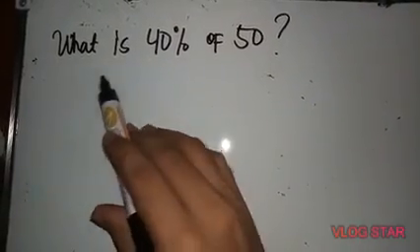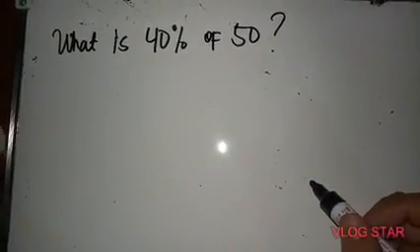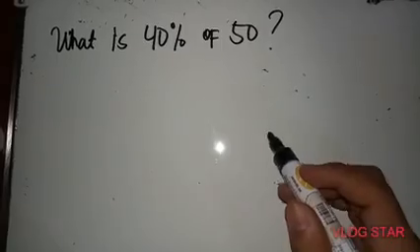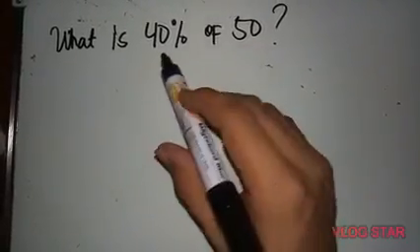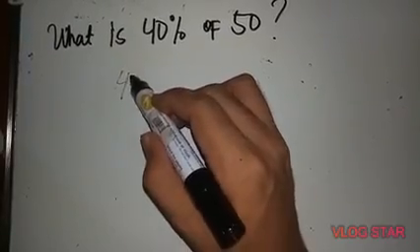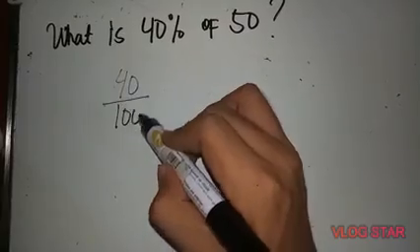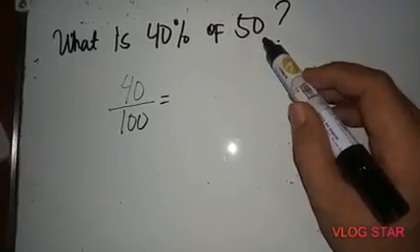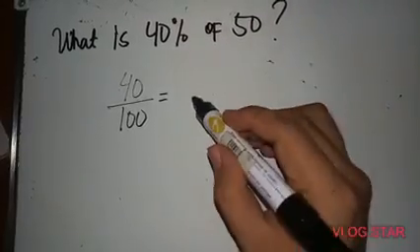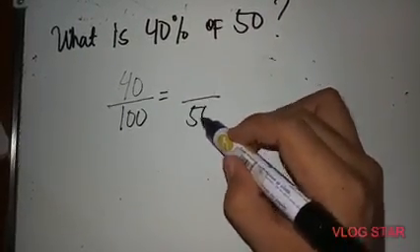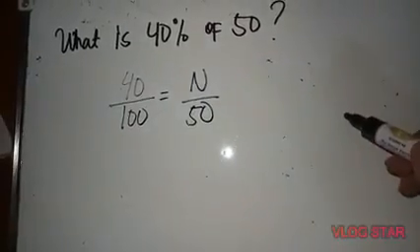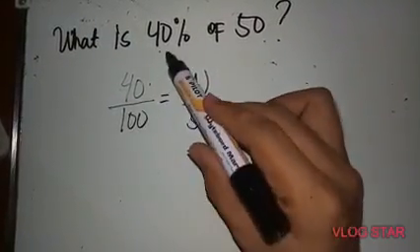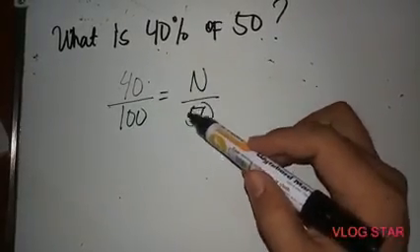So next example is, what is 40% of 50? So the first thing that we're going to do is we can write this in a proportion form. So 40%, 40, then equal sign, then 50 is the total number. So 50, then let's find, because we are looking for the 40% of 50. So 40 to 100, then n is to 50.